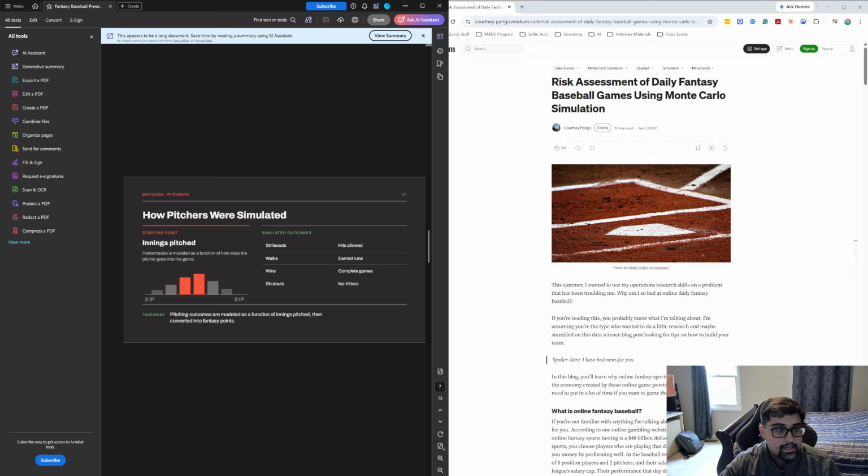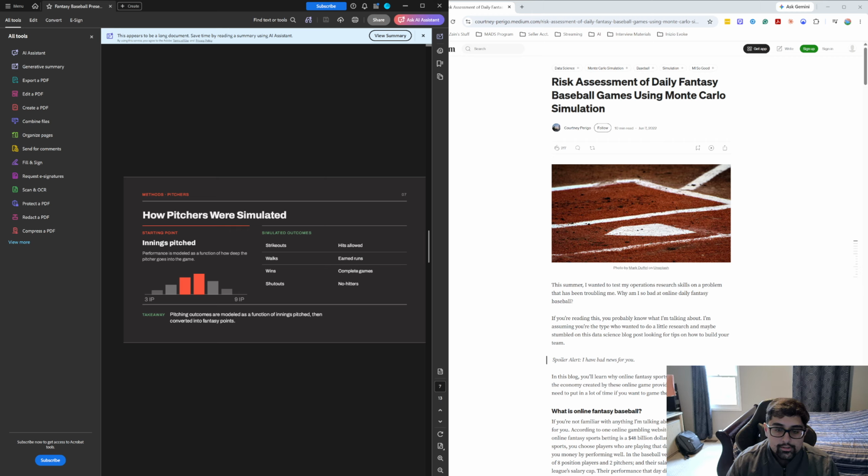And now let's discuss how pitching performance was simulated. So for pitchers, he decided that they need a slightly different setup because their opportunities depend on how long they stay in the game, right? So starting pitchers usually pitch an average of 5 to 7 innings. And after that, relief pitchers come, and then you have a closer, right? So the simulation started with innings pitched, and basically once the model had an innings pitched value, it was then able to simulate outcomes like strikeouts, walks, hits allowed, earned runs, wins, complete games, no hitters.